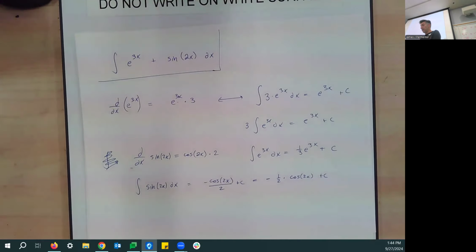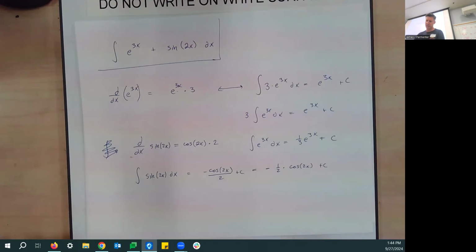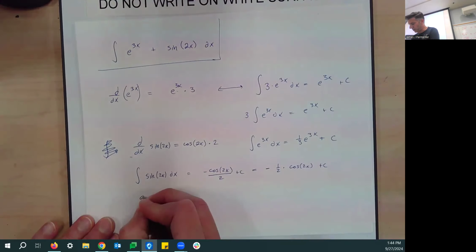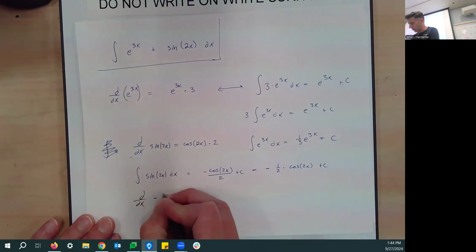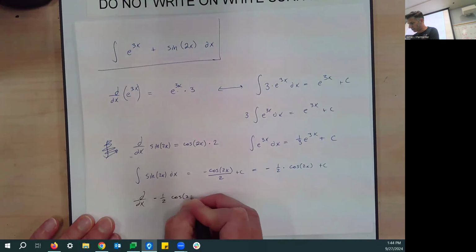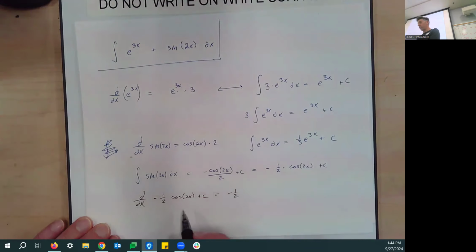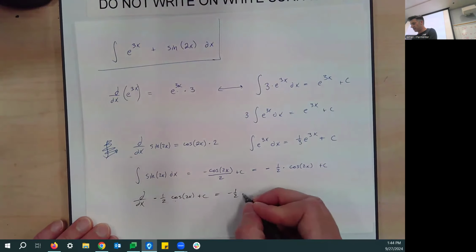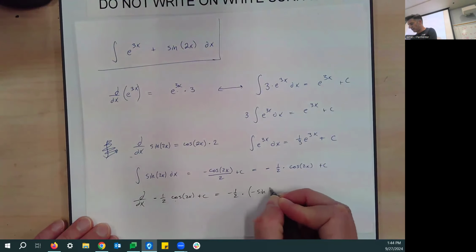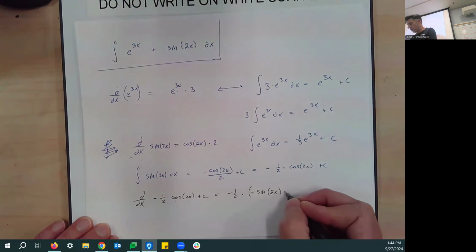Because if you took the derivative of that, what do you mean if, James? Let's just take the derivative and see. If we take the derivative of negative 1/2 cosine of 2x plus c, the negative 1/2 hangs out. The derivative of cosine of some stuff is negative sine of that stuff, chain rule, multiplied by the derivative of the inside stuff.